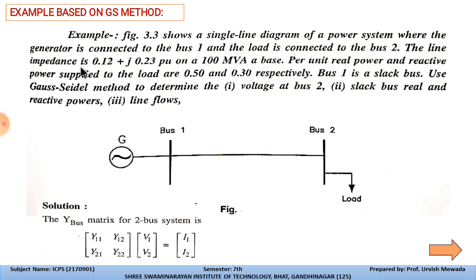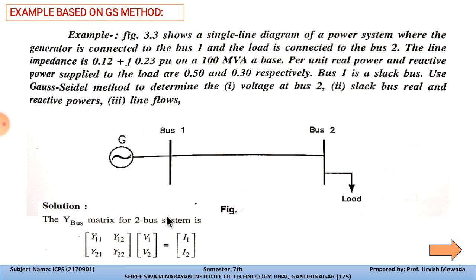The line impedance is 0.12 plus j 0.23 pu on 100 MVA. This is the base power, and per unit real power and reactive power supplied to the load are 0.50 and 0.30 respectively. And bus number 1 is considered as the slack bus. So use the GS method to determine the voltage at bus number 2 and the slack bus real and reactive power. And the third one is the line flows through the transmission line.